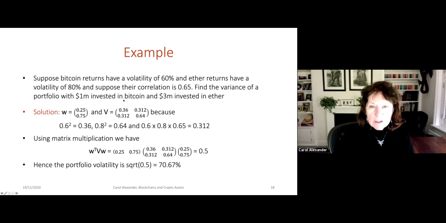And this is the covariance matrix, that's 0.6 squared, 0.36. 80% squared, that's 0.64. This is the covariance term, 0.312. Then we've got to do this, okay? So it gives me the portfolio variance is 0.5 and the portfolio volatility is square root of 0.5, which is about 70%. All right.